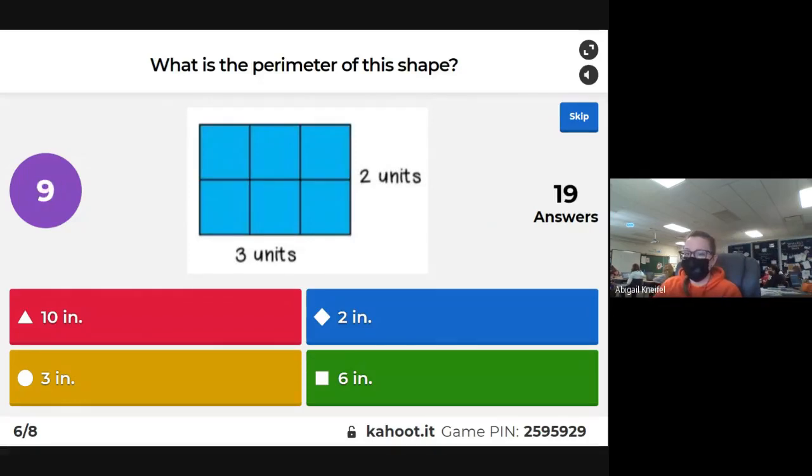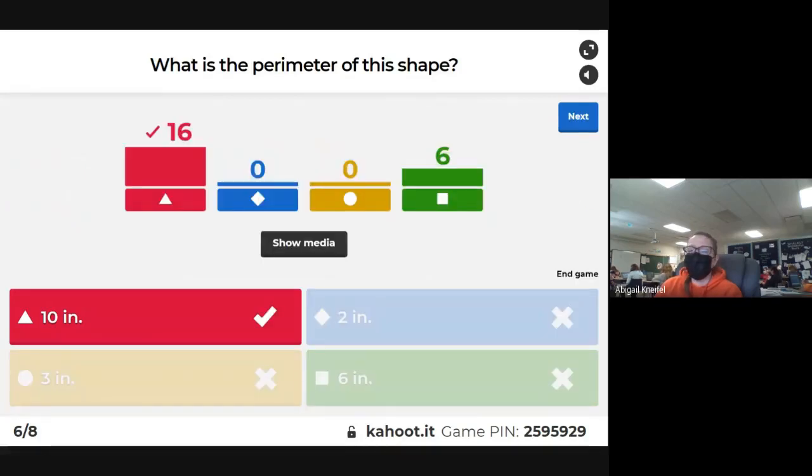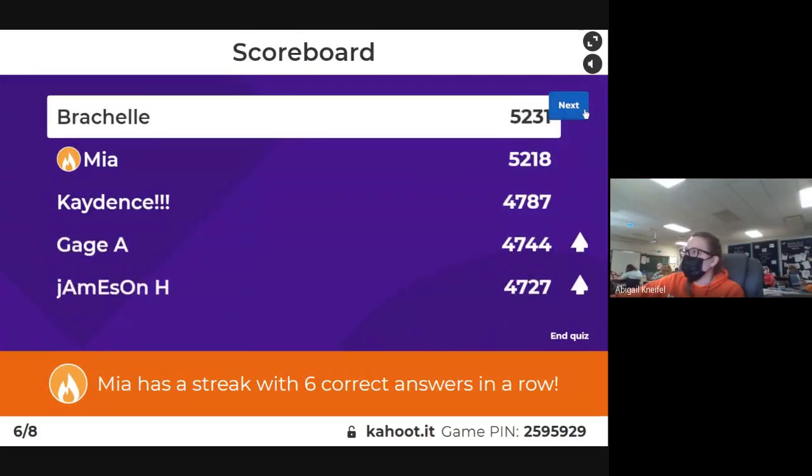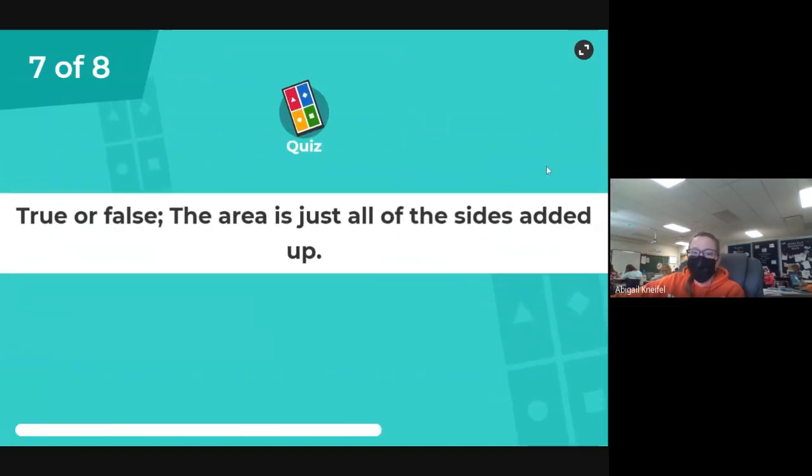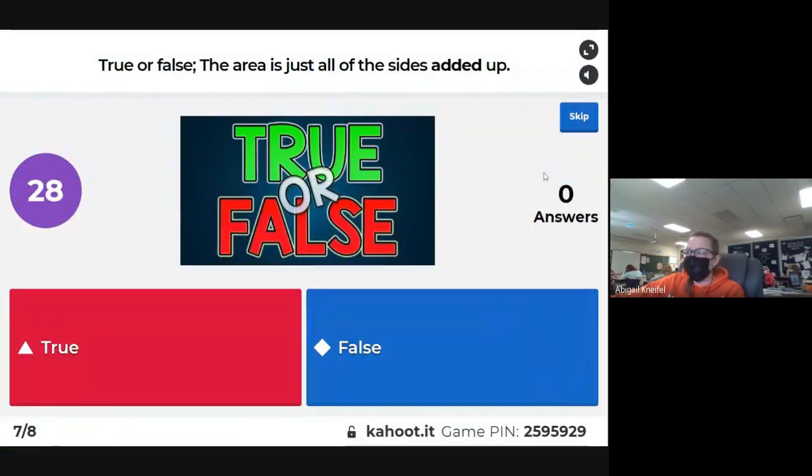Perimeter. Perimeter, you add up all the sides. 2 plus 3 is 5, plus 2 plus 3 is 5. The answer is 10. If you did 6, you multiplied for area. Perimeter is when you add up all the sides. You should have gotten 10 inches. Seven. True or false? The area is just all the sides added up.